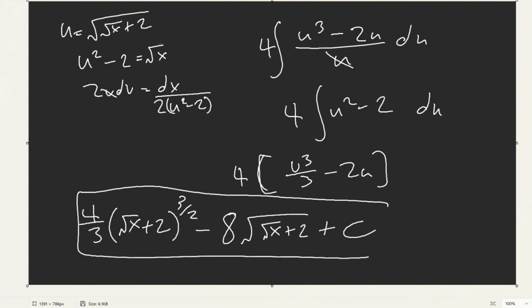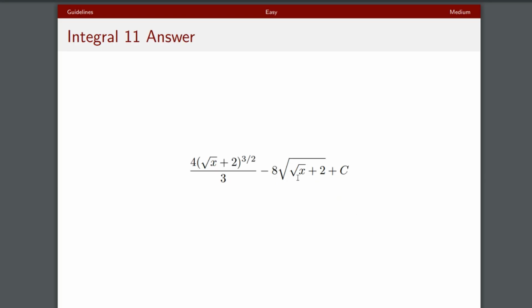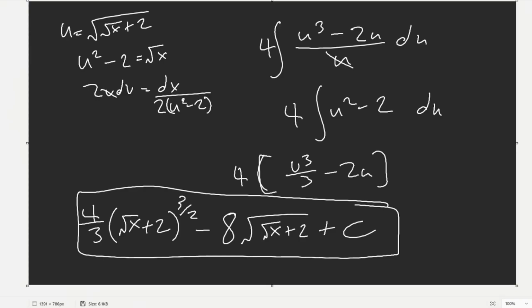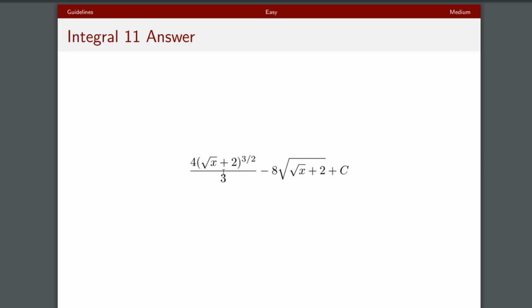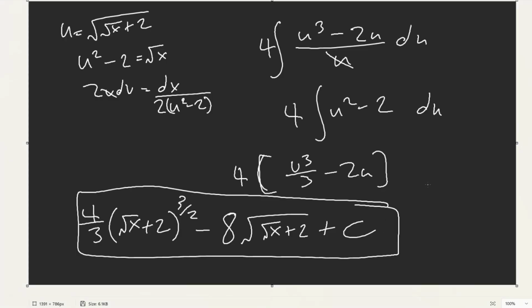So I guess this is our answer. Let's see what they say. That is exactly what we have. Yes. Alright, awesome. Force u-sub for the win.